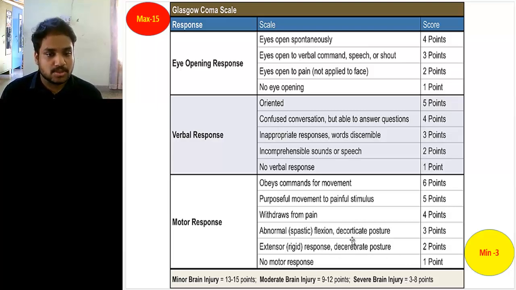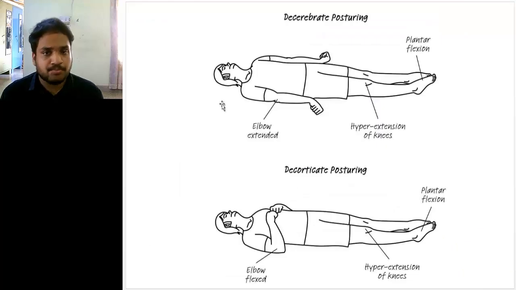So let us see these two terms, decorticate posturing and decerebrate posturing. Often in coma patients, you hear these two terms, right? What are these? See, decerebrate posturing means there is postural extension of both the arm as well as the leg. Both the arms, the elbows are extended, there is hyperextension of the knees, there is plantar flexion, right?